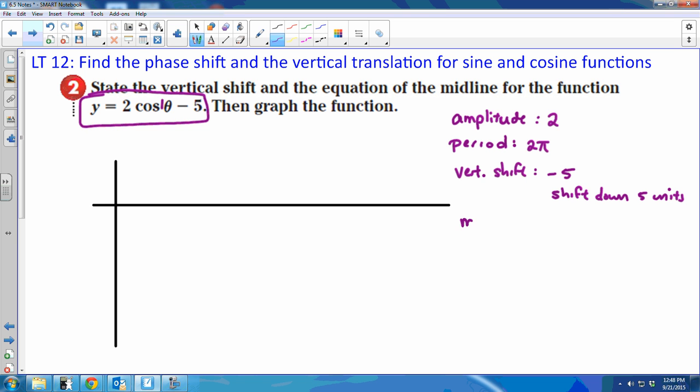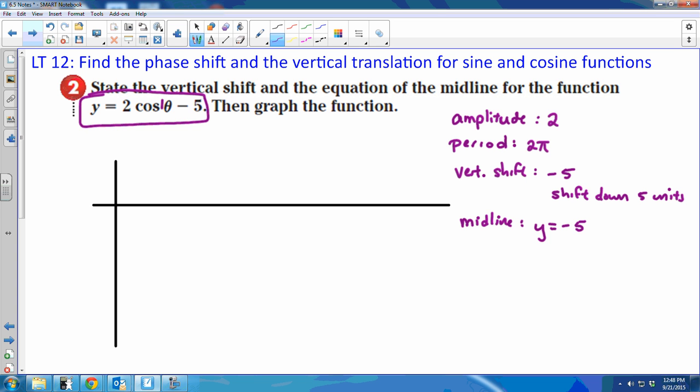And then the equation of the midline is y equals negative 5. Y equals whatever h is. We will go back and graph all of that tomorrow. I just want you to be able to identify it today. Can everyone pick out where the vertical shift is?